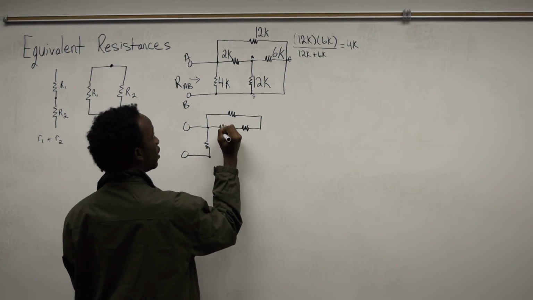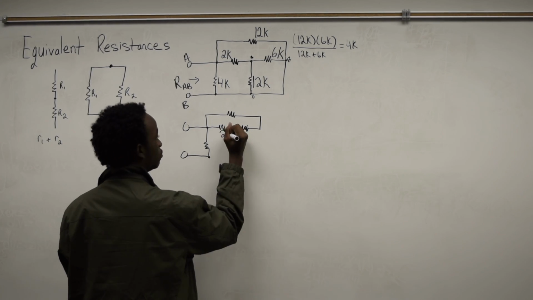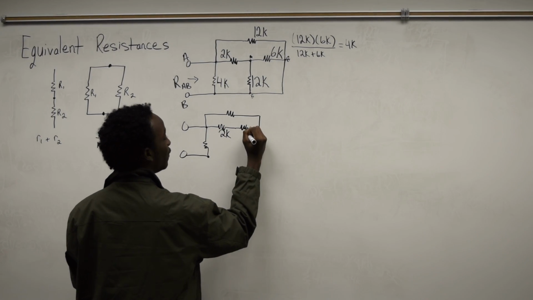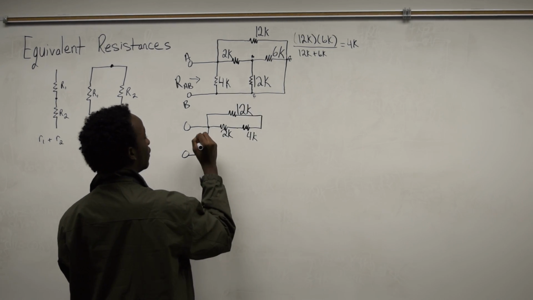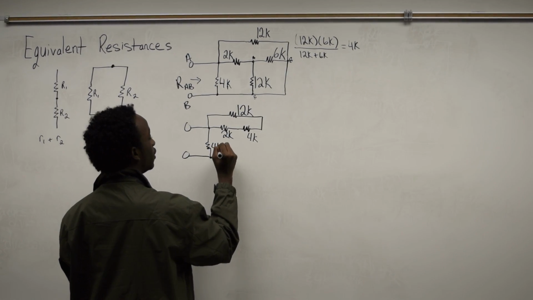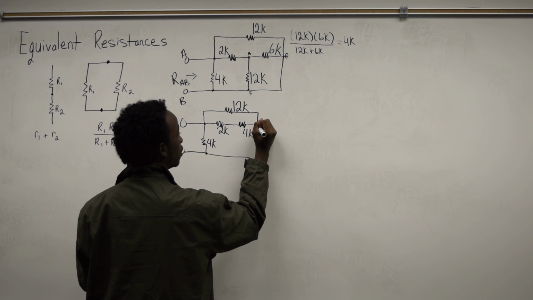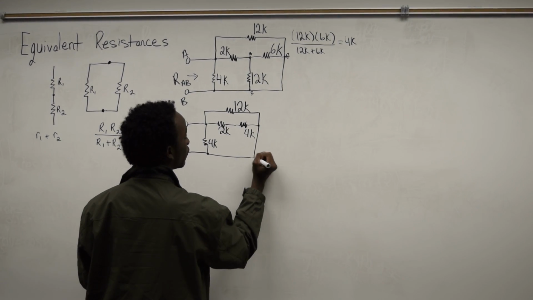So here is the 2K, this is 2K, and this is the 4K. The 12K is up here, and we have the original 4K down here. And we can just drag this alongside.